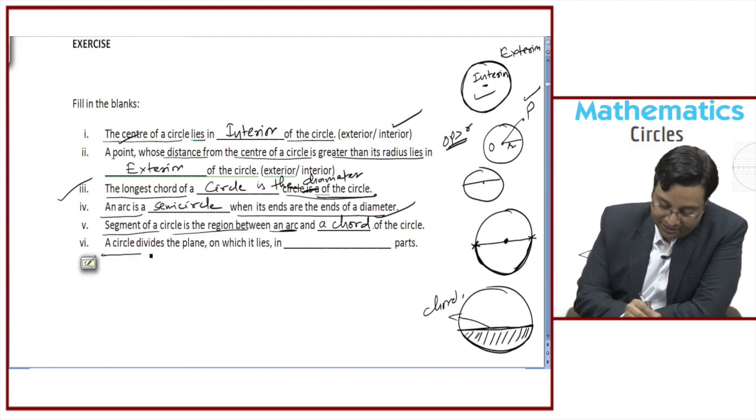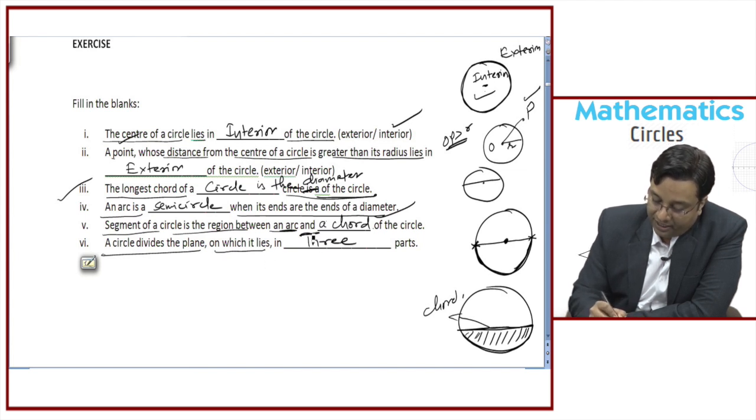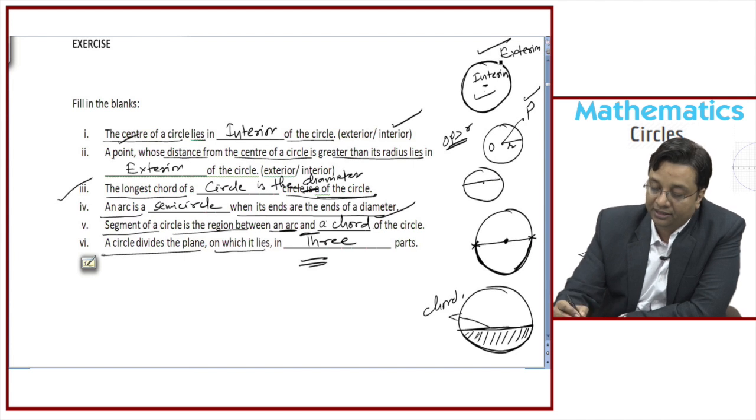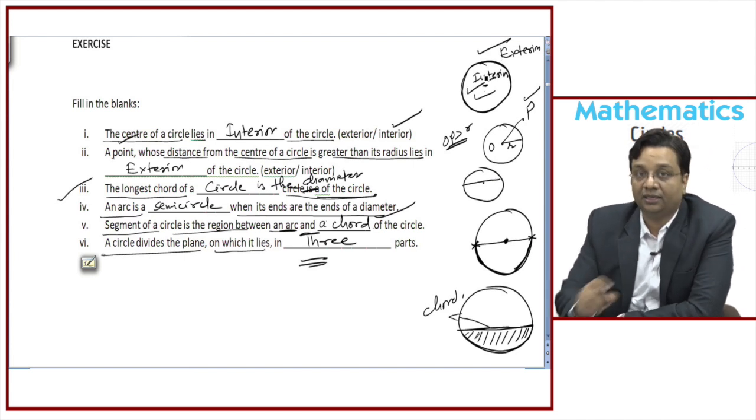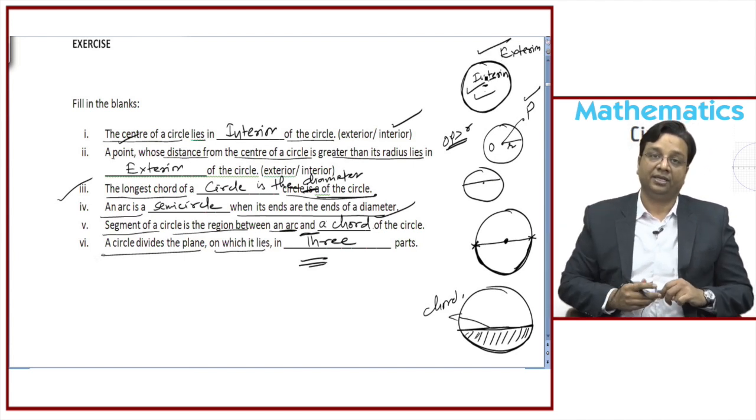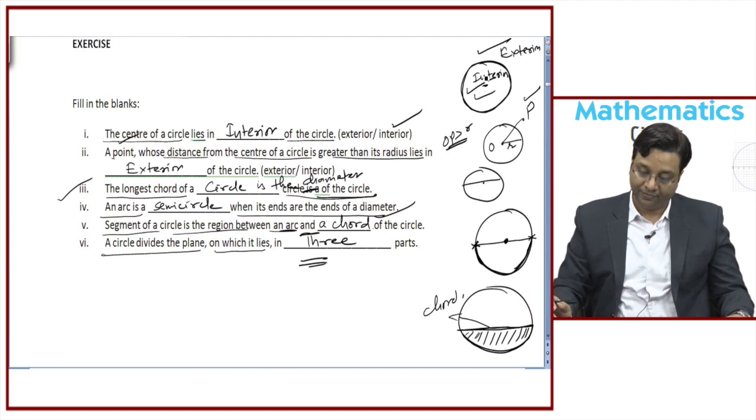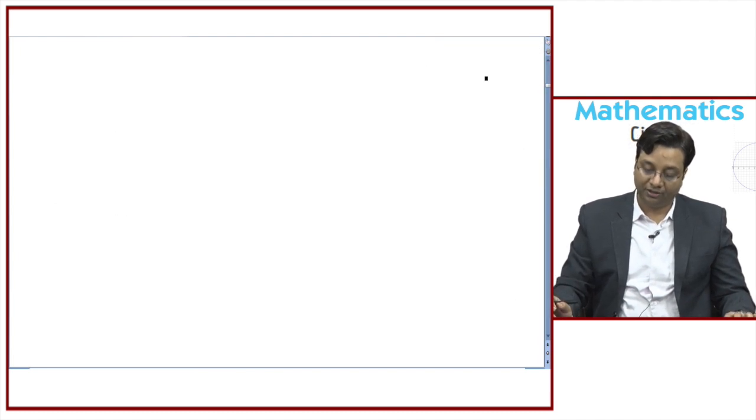A circle divides the plane on which it lies into three parts. And what are those three parts? Exterior of the circle, interior of the circle, and on the circle. Right? So this was about the first question here.